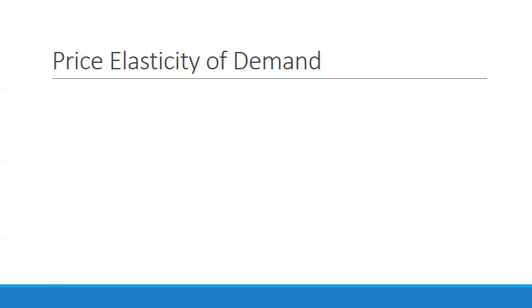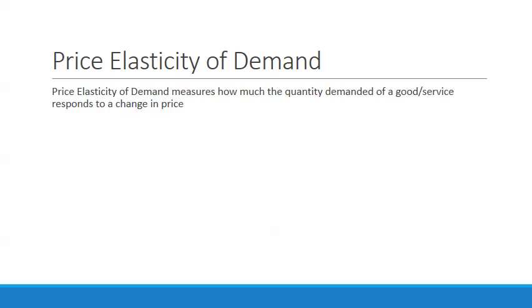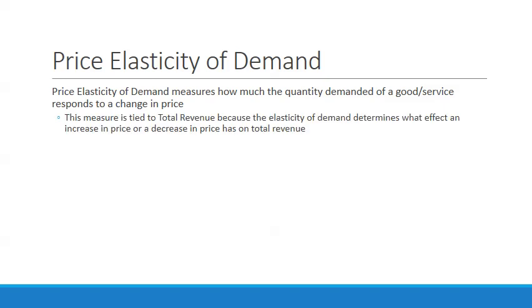Now, one of the things we use in discussing total revenue is what we call the price elasticity of demand. Price elasticity of demand measures how much the quantity demanded of a good or service responds to a change in price. And this measure is tied to total revenue because the elasticity of demand determines what effect an increase in price or a decrease in price has on total revenue. So why does this matter? Well, let's think about this for a second.